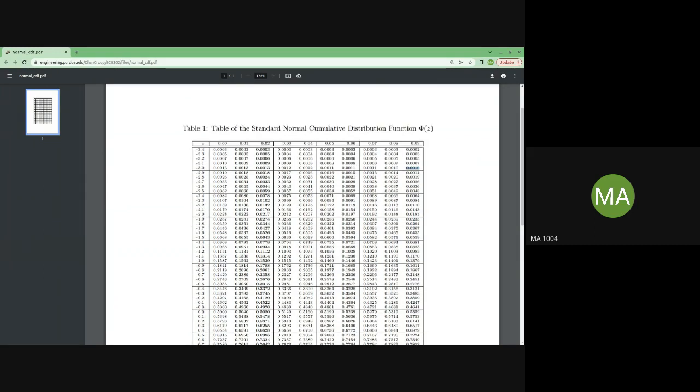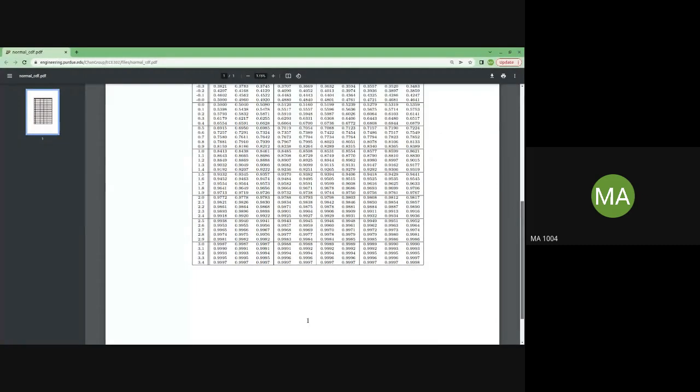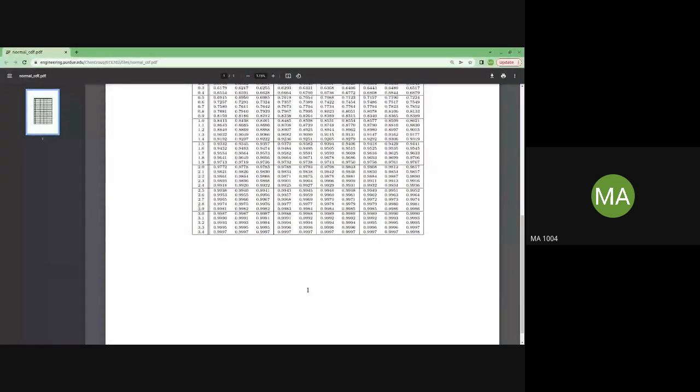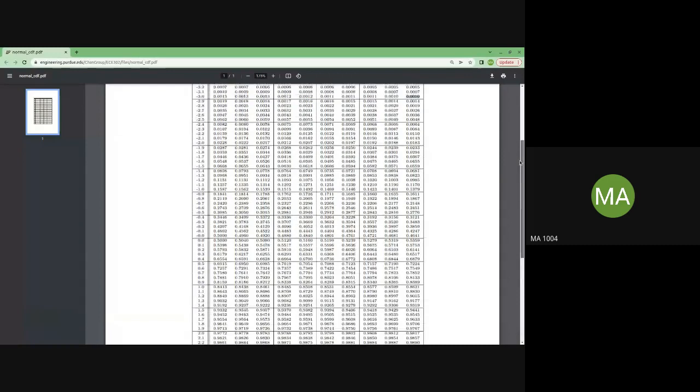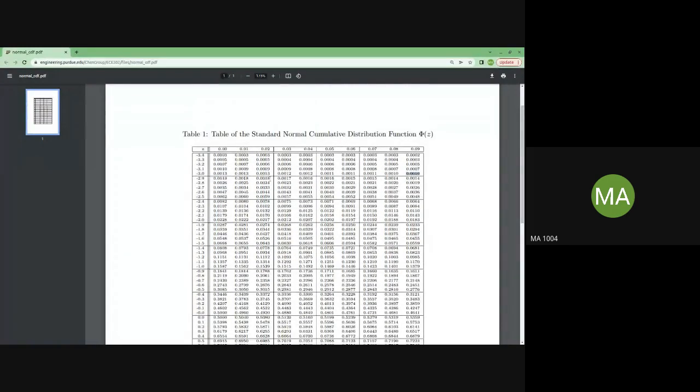If you want the value of minus 2.95, get the value of plus 2.95 and subtract it from 1. You know how to find 2.95: 2.9 and in the fifth column, it will be 0.9984. If you subtract this from 1, you are going to get 0.0016. So that will be the value of minus 2.95. Minus 2.95 should be 0.0016.